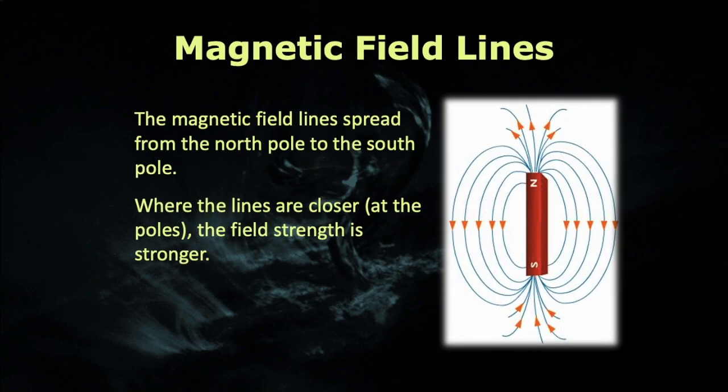The electric field lines always spread from the positive charge to the negative charge. The magnetic field lines always spread from the North Pole to the South Pole. Near the poles, where the lines are closer or have higher density, the strength of the magnetic field is much stronger.